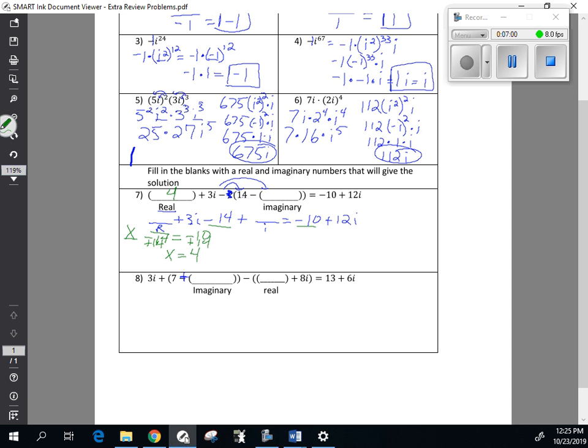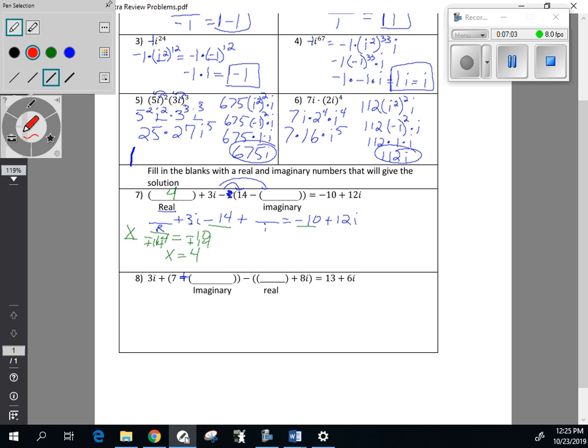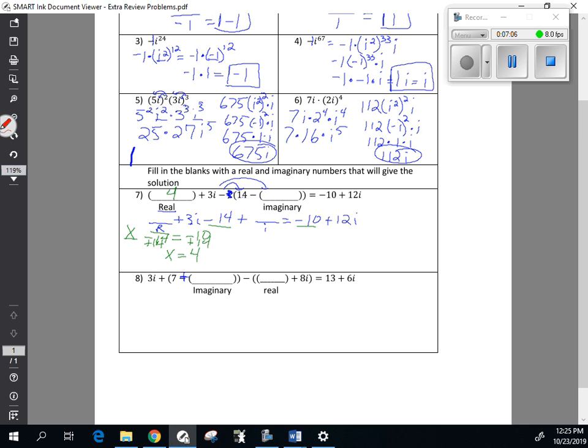I do something similar with the imaginaries. I know if I take this imaginary and the one that I don't know, I get 12. So I have 3i plus some imaginary I don't know, I'll call it y, I guess, is equal to 12i. Okay? So what can I add to 3 to get 12? So if you already know, it's going to be 9. If you have trouble with that, you can also get rid of this 3i by subtraction. And so you have y is equal to 9i. So that's the one that goes right there.